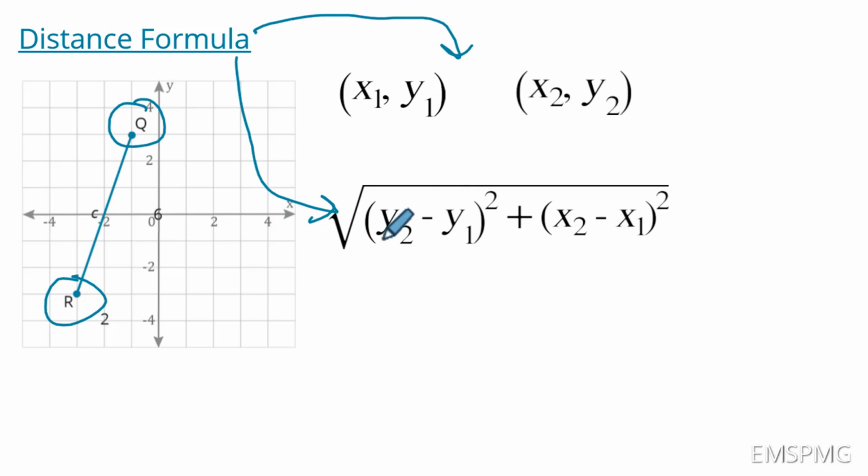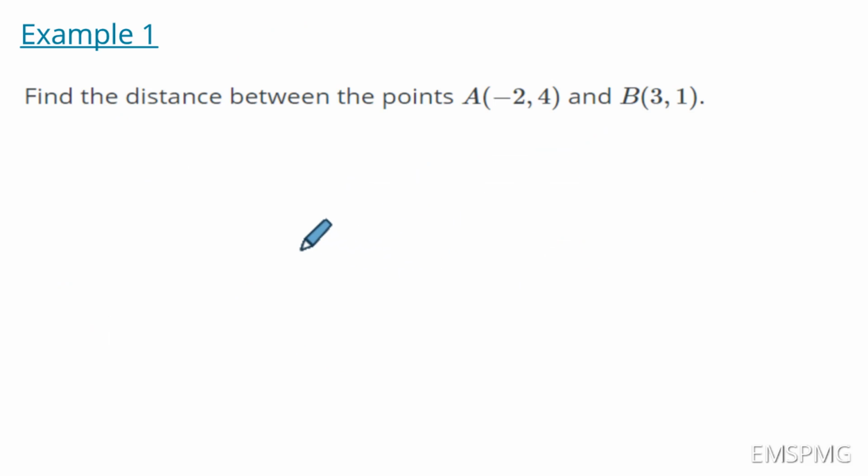So you're going to plug in the values in here. You see that this y2 goes here, so y2 minus y1, subtract the y's, and then square them. And then add that to the squaring of the x coordinates subtracted from themselves, and then square root that final thing.